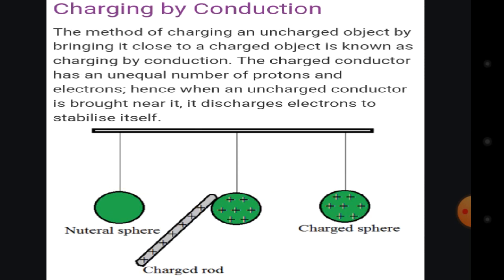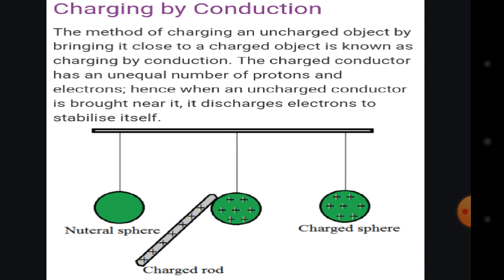The second mode is charging by conduction. This method is talking about when you have an uncharged body. When we say that something is uncharged, that means it is neutral, it is free. There is no positivity and there is no negativity. So the method of charging an uncharged object by bringing it close to a charged particle is known as charging by induction.